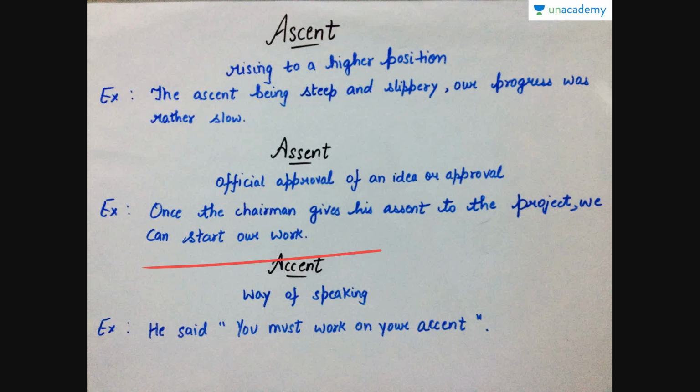So this is assent. The first one was rising to a higher position. The second one is official approval. The third one is accent. This is entirely different. This is the way of speaking. As you may have heard many a times, people say, improve your accent, work on your accent. So this means way of speaking. He said, you must work on your accent. So this is the difference among all these words, ascent, assent, and accent.